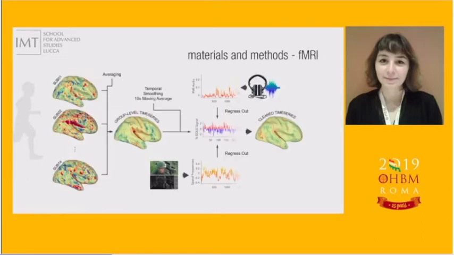So what we did was thoroughly pre-process the fMRI data. We averaged single subject time series, and we applied a temporal smoothing with a 10 seconds moving window. And from the obtained time series, we also regressed out the low-level physical properties of the stimulus. So we regressed out the RMS for the audio signal and the low and high spatial frequencies.